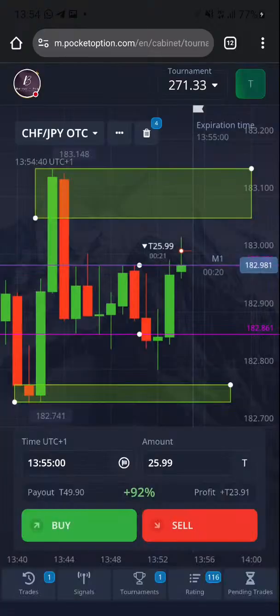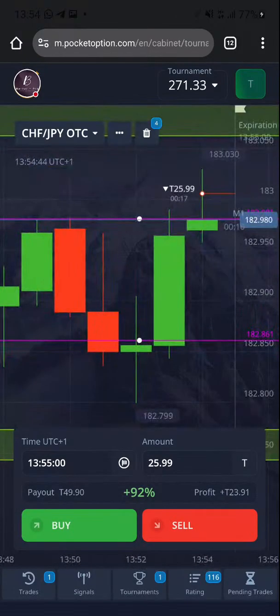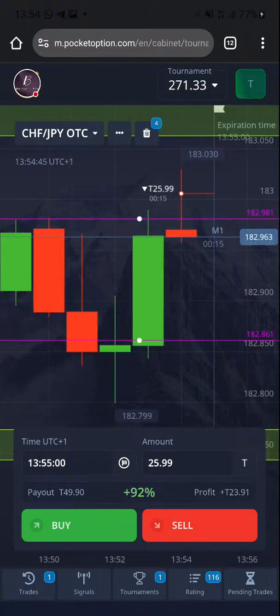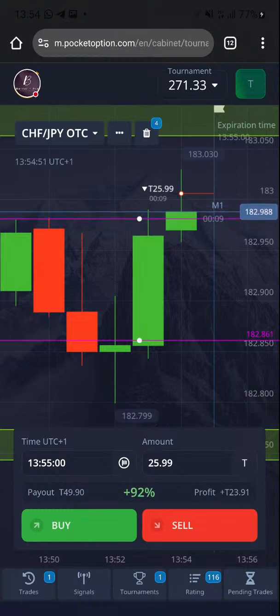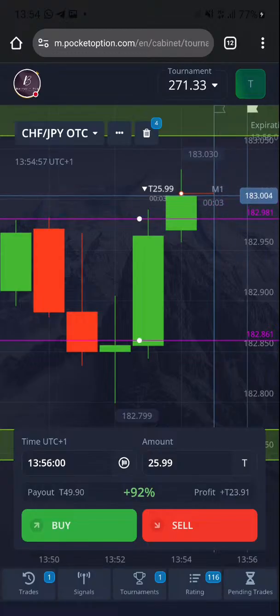So let's go back to M1. Now, somebody will ask, why did you take this trade? It's very simple. Number one, you see this pattern is a Morningstar pattern. A Morningstar pattern can give you a retracement. You understand? But also, we have a gap up in favor of the sellers.